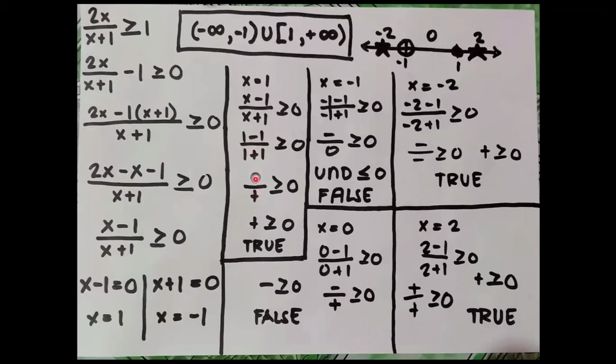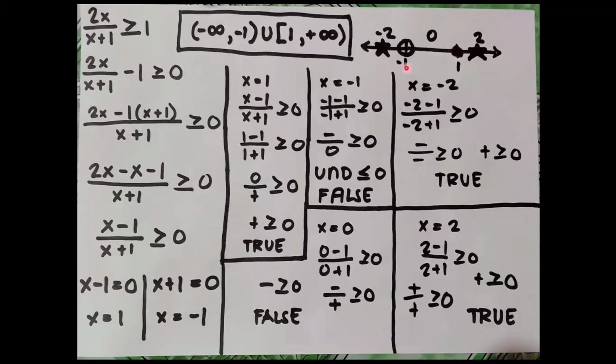So 0 divided by positive equals positive. So this one is true. So we will put a closed circle here, or solid circle, to indicate that this is a true solution.